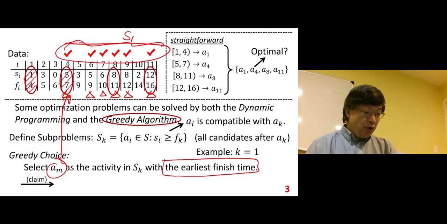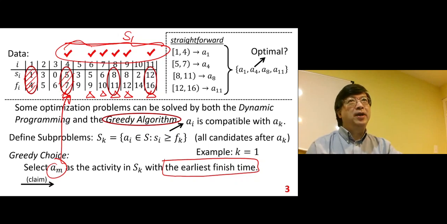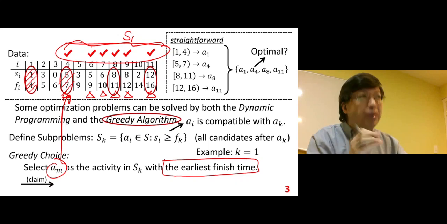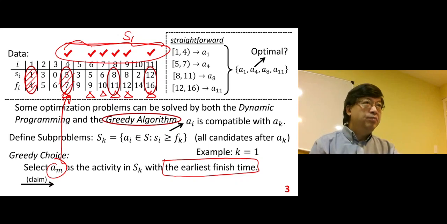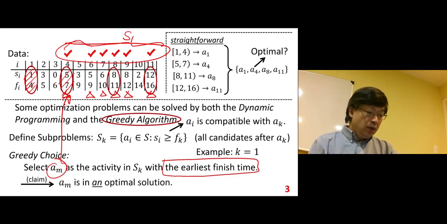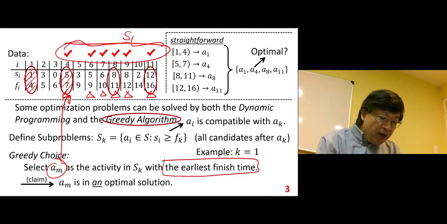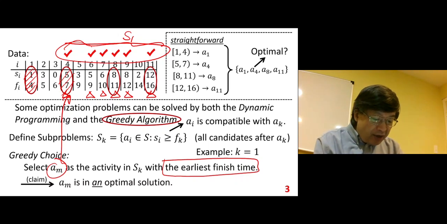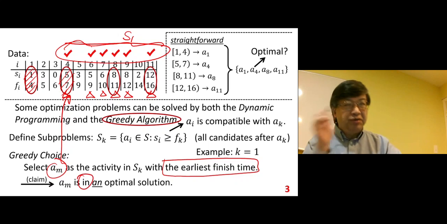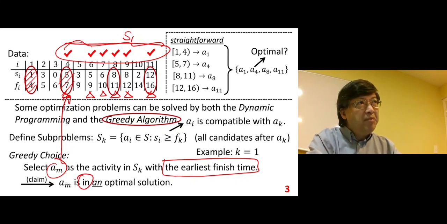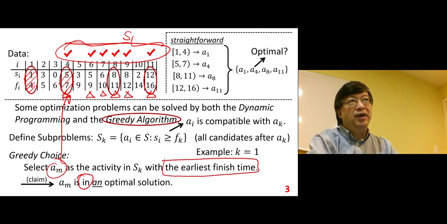So let me show. Here we make a claim, but we need to prove it. The claim you have to prove is true. What's the claim? AM is in an optimal solution.